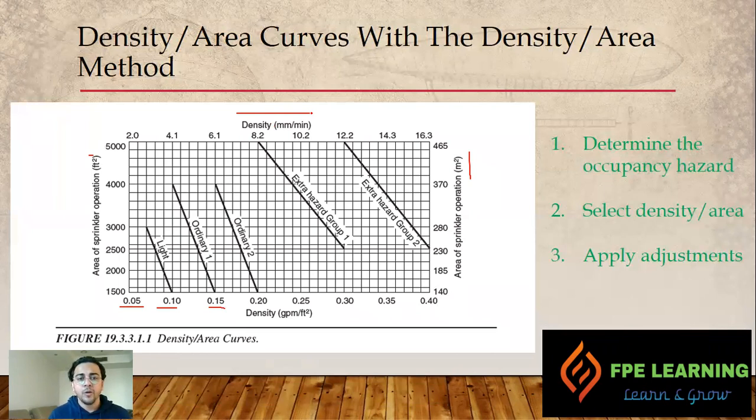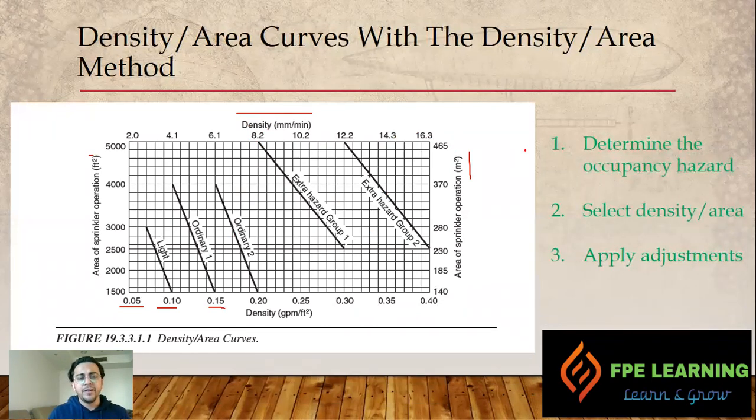So we are just going to focus on GPM per square feet and the area of sprinkler operation. So these are the 3 steps for selecting the design area curve from this one. The first one, determine the occupancy hazard, right? Let's say light hazard, ordinary, and extra hazard we have.